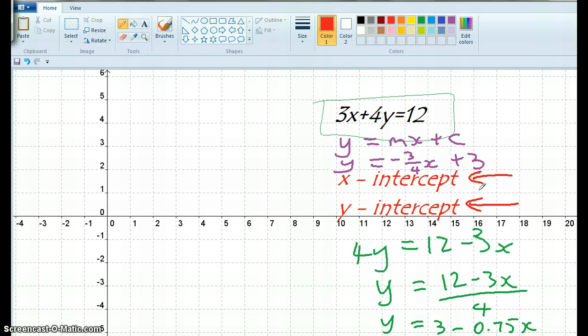So what value does y have on your x-intercept? So the x-intercept is any point on the x-axis. So any point actually has an x value and a y value of 0. Does that make sense?